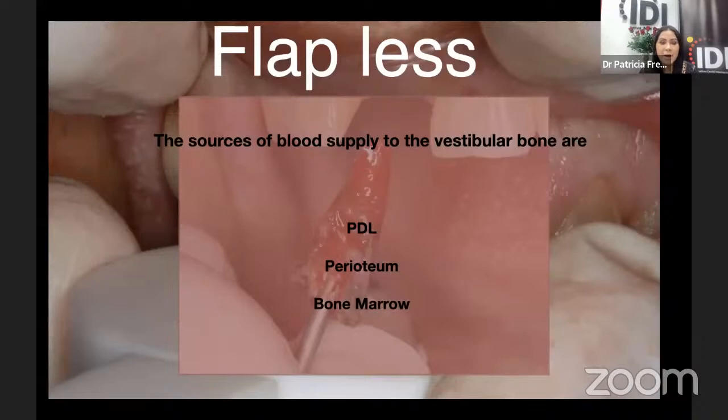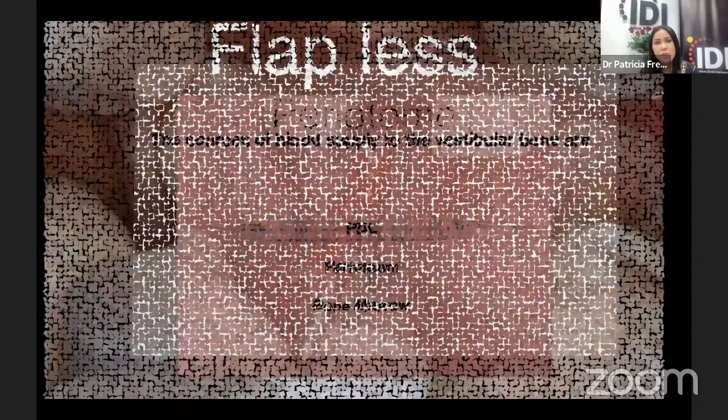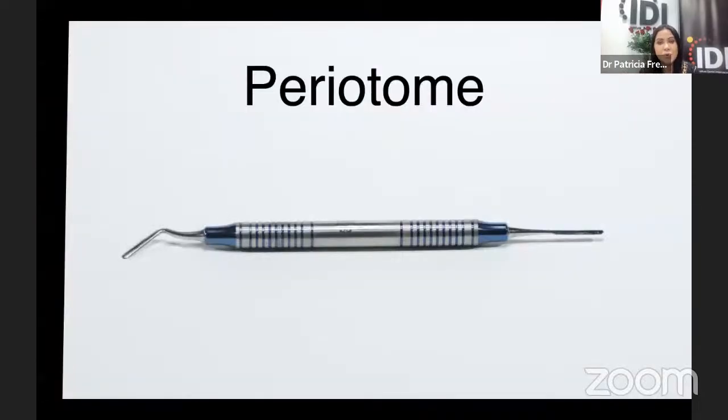But if you think about the anterior area, we have a very thin quantity of bone. Sometimes it is 1 millimeter, sometimes 1.5, and in the best of situations, 2 millimeters. So we don't have bone marrow most of the time in this anterior area, and we are going to lose a lot of bone quantity. We have to remember that when we remove that piece, we are going to lose height and width of our bone. Which tools can we use to remove that piece less traumatically?